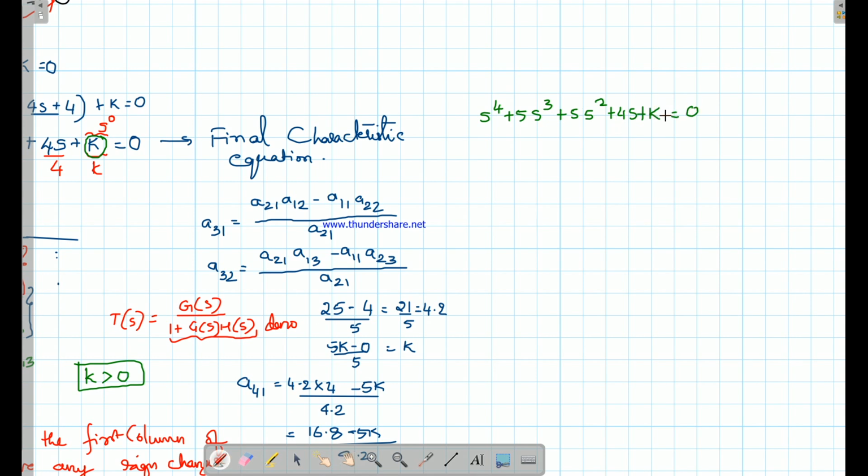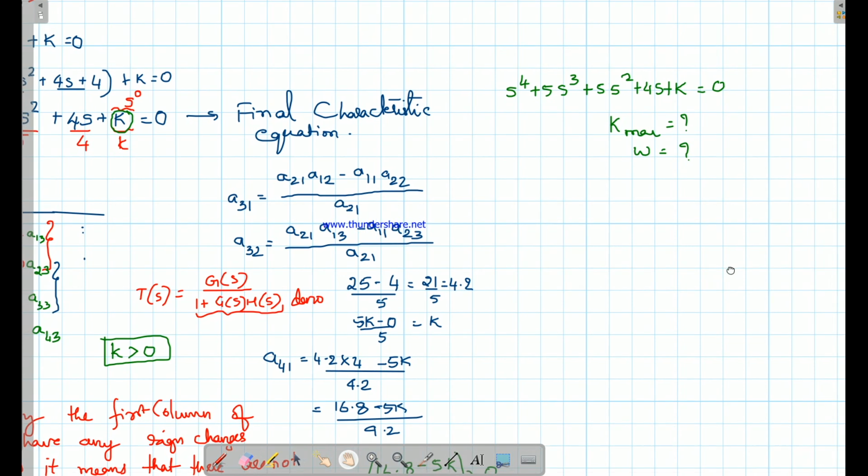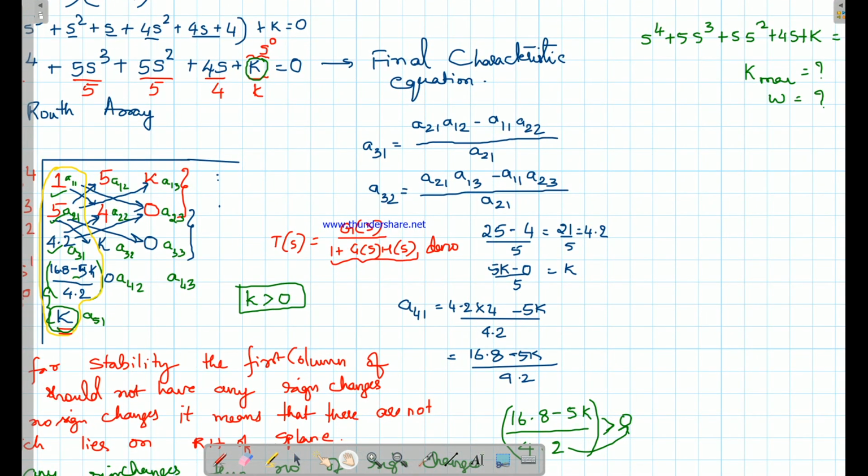Now you need to find out what is k, which is the k margin, and you need to find out the omega value also. There are two ways of doing it. First I will tell you one way, and then we will look into the second way. The first way is you need to go back and look into the Routh array, which is the one we have here.